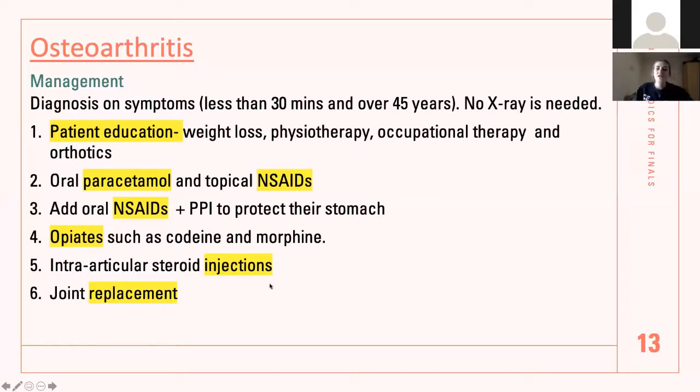The intra-articular steroid injections provide a temporary reduction in the inflammation, so they improve symptoms, but you have to get it repeated after 3 to 6 months.